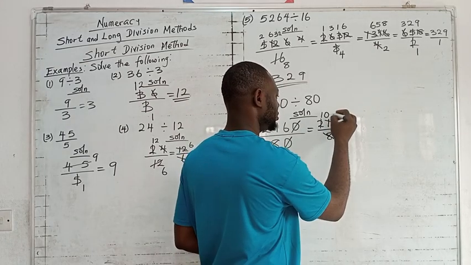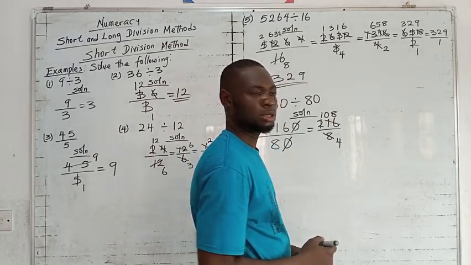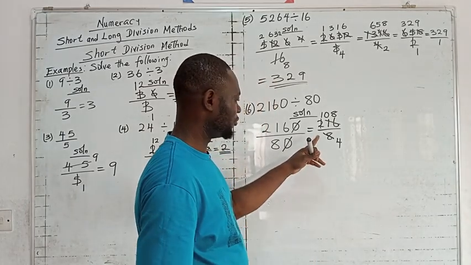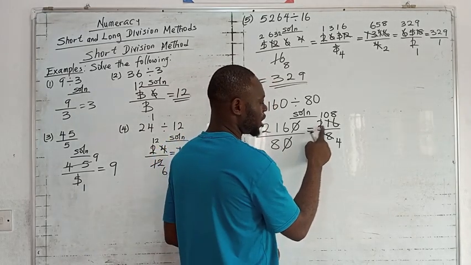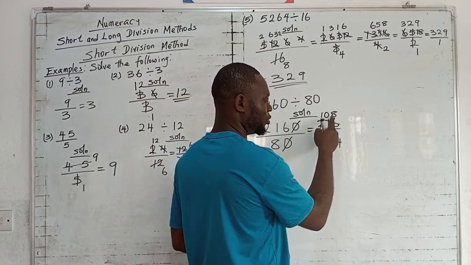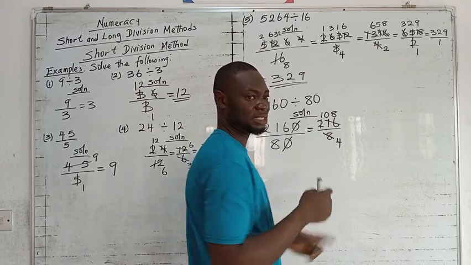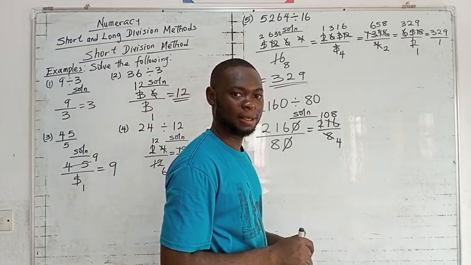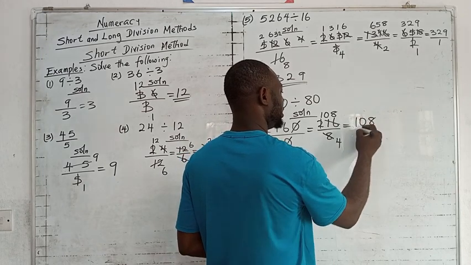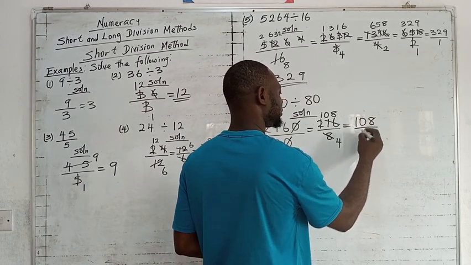2 into 16, 8. Or better still, if this will confuse us, we merge 2 and 1 together to be 21. 2 divided into 21 is 10 remainder 1. Put that 1 in front of 16. 2 divided into 16 is 8. Okay? So here I have 108 divided by 4.